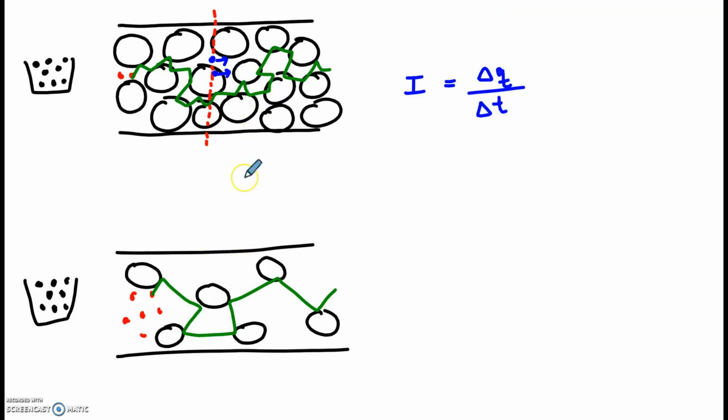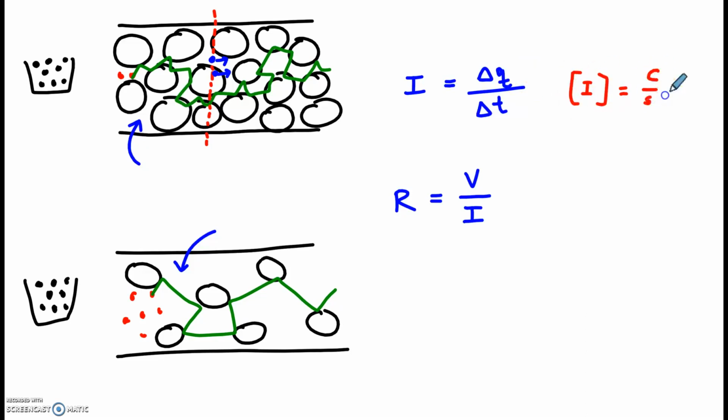What's another difference between the two pictures? There's more opposition here and less opposition here. Resistance measures how much opposition there is to the flow of charge. On top, we put potential difference, and in the definition of resistance, we divide by current. The unit for current is the Coulomb per second, and we define that as an ampere.